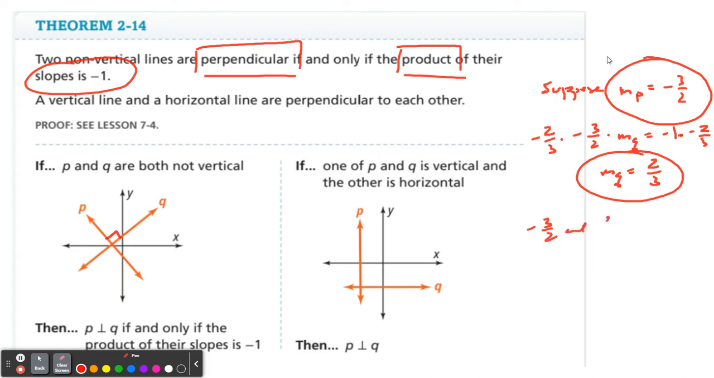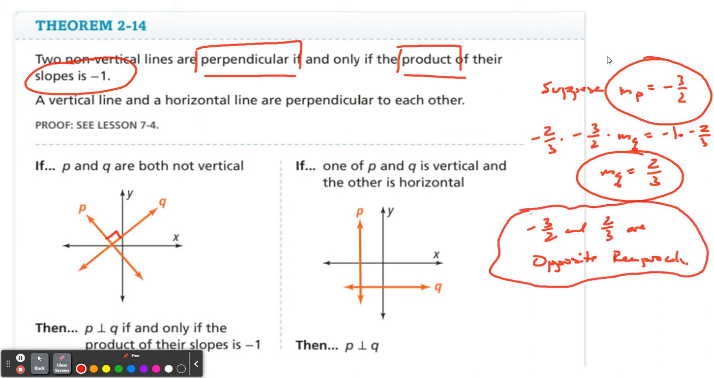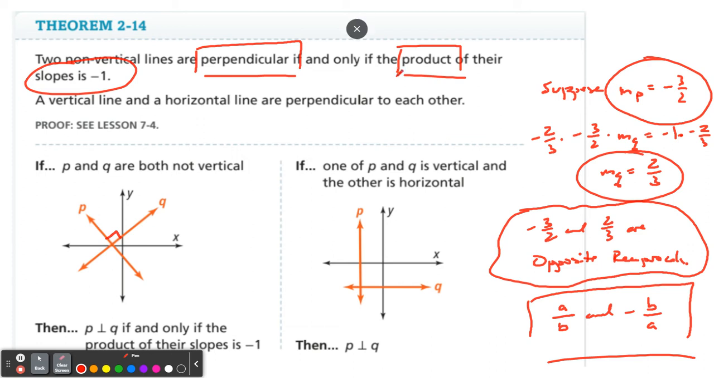-3/2 and +2/3 are what we call opposite reciprocals. That is the major relationship between the slopes of your perpendicular lines. They are opposite reciprocals. In general form, if one slope is A over B, then the other is going to be the negative B over A. Those are opposite reciprocals. So that's what we're looking for when we're talking about perpendicular lines. All right, so let's do a couple examples involving some perpendicular lines.